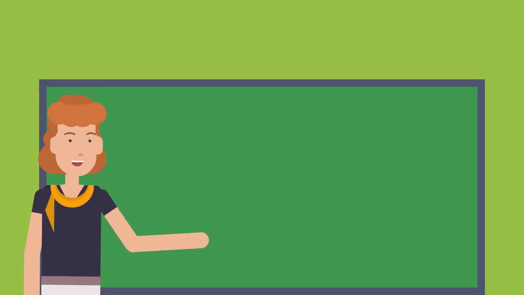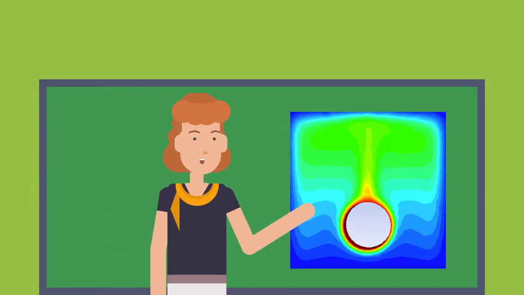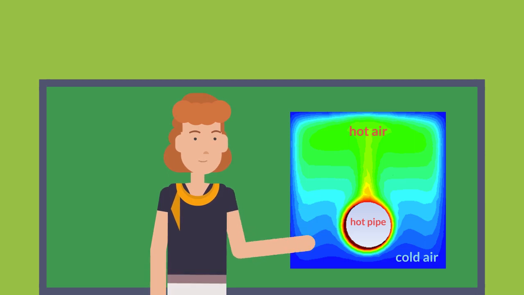At an industrial level, we can model this phenomenon with a simulator like ANSYS Fluent. This figure represents, in 2 dimensions, the cross-section of a hot pipe surrounded by colder air. In the steady state, the color map shows us how the hot air rises above the pipe.